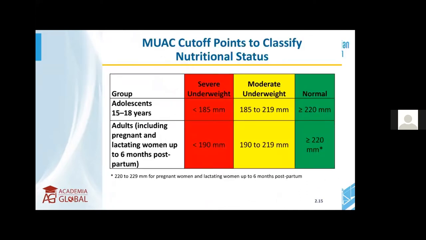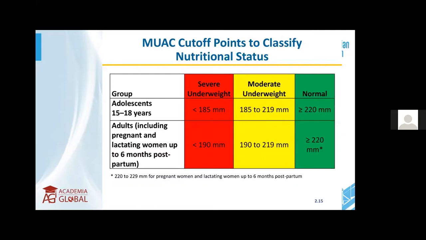Now, these are some of the MUAC tips, the MUAC cutoff points to classify nutrition status. Remember, we say we can use MUAC for children, for adults during famine, men and women, to have an indication of how nutrition status has been affected, and for pregnant and lactating women. Now, these are the cutoff points that we use to classify nutrition status using the MUAC tape.